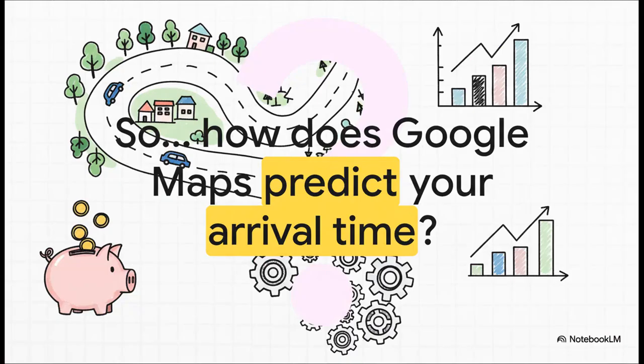Just think about this for a second. You pull up Google Maps to drive home. It shows you all the red lines for traffic, and it gives you a super precise arrival time. I mean, how does it know that?